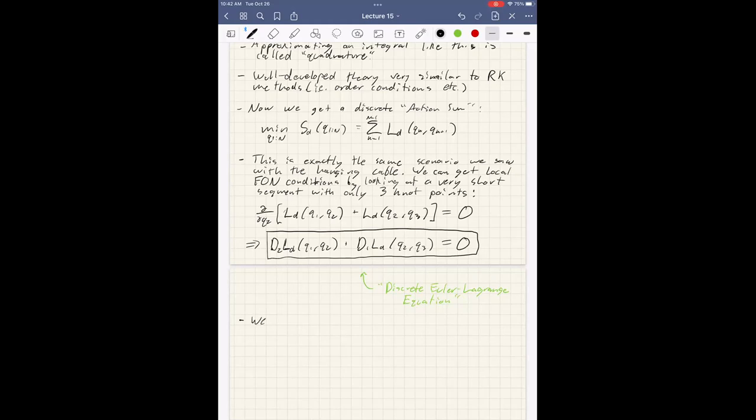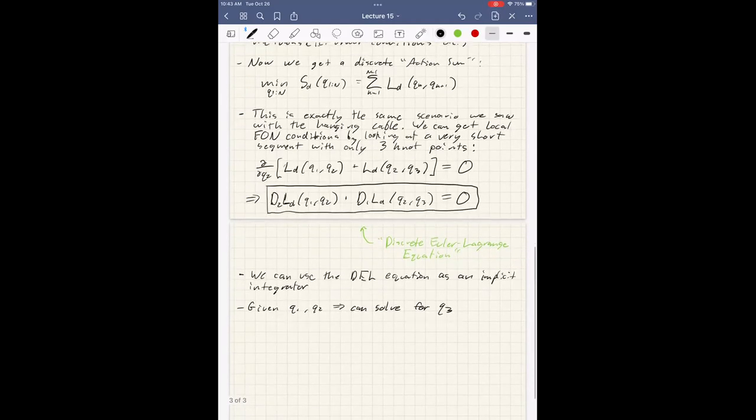Okay, cool. Right, given q1, q2. Okay, and here you would do this using Newton's method, right, as before. Yeah, so this is for a higher order integrator, right? You need more information.